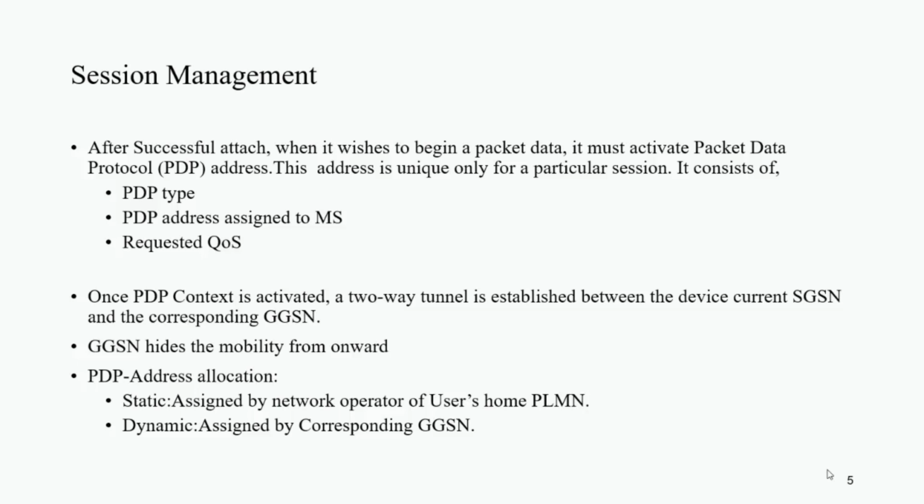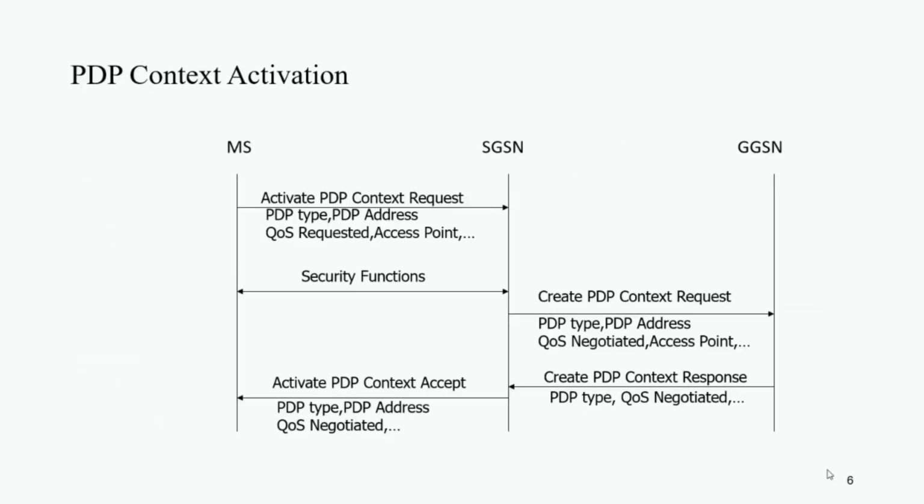We allocate the PDP address in two ways. First, we allocate the PDP address statically, and second, we allocate the PDP address dynamically. It is the network's own policy how we allocate the PDP address. Let's see this PDP context with the help of a scenario.